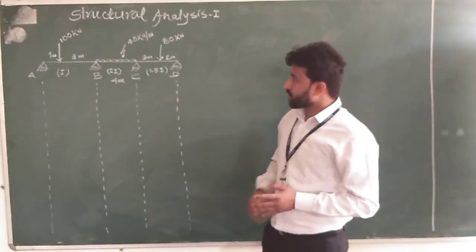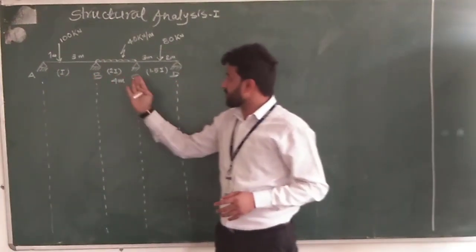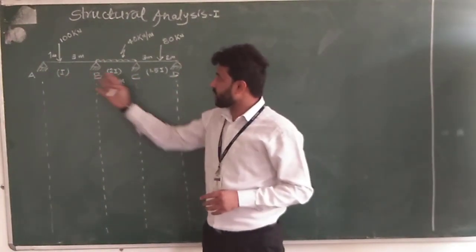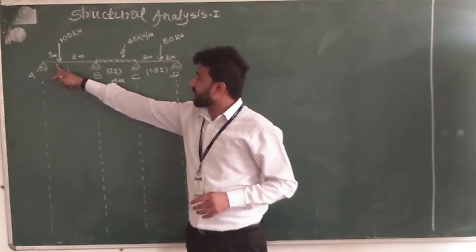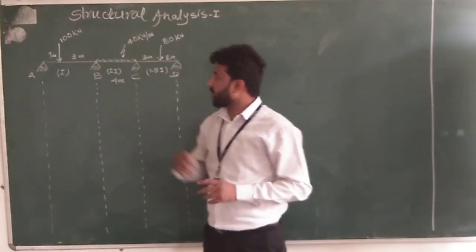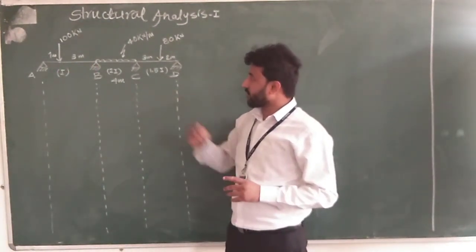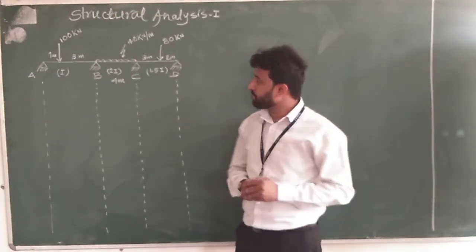Okay, so here is the numerical having A, B, C, D supports, with 3 spans. Span AB consists of an eccentric concentrated load of 100 kN situated at 1 meter from A and 3 meter from B, over the span of 4 meter having moment of inertia I.